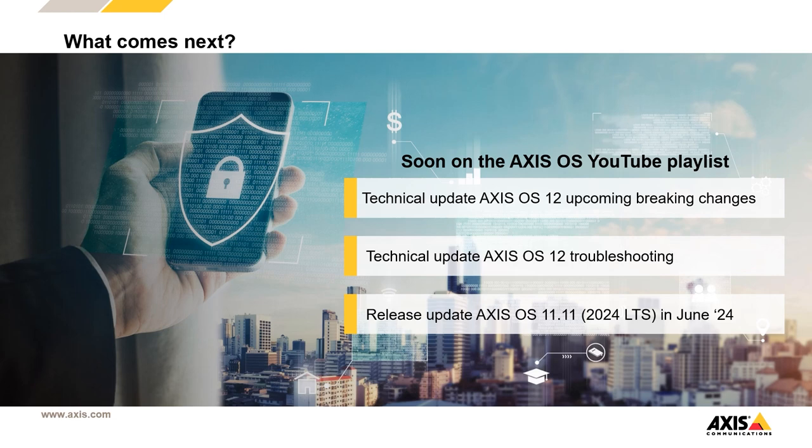And now let's look at what comes next. So we're preparing right now on delivering a technical update on the upcoming Access OS 12 breaking changes. That is followed by a dedicated troubleshooting session that will help you with considerations and useful information for when upgrading devices to Access OS 12. And then in June, we're back with the Access OS 11.11 release update and some special on the 2024 LTS track.